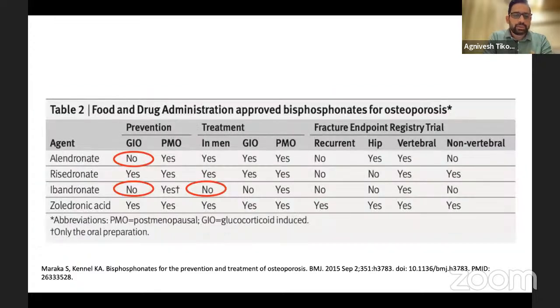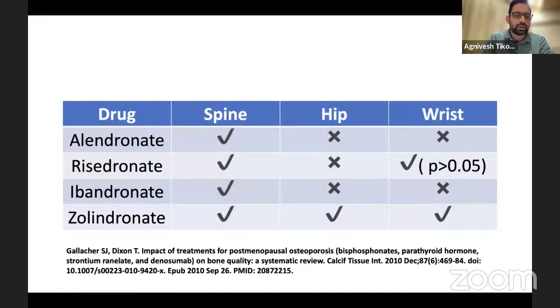Now have a look at this table. There are 3 points I want to highlight here. Is that alendronate, which is the most commonly used bisphosphonate, is not recommended for prevention of glucocorticoid-induced osteoporosis, which means a patient on steroids is not a candidate to be used for protection. Neither is ibandronate, which is given once a month. Ibandronate is also not recommended for treatment in men. So you have to consider these. So if you want to give glucocorticoid protection, you can use risedronate, or you can use an injectable one if you want to use it, but don't use alendronate because it's not recommended.